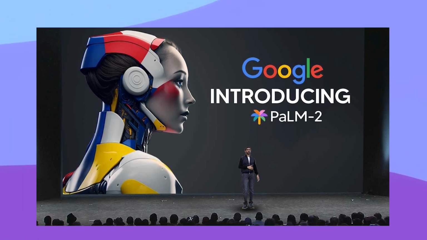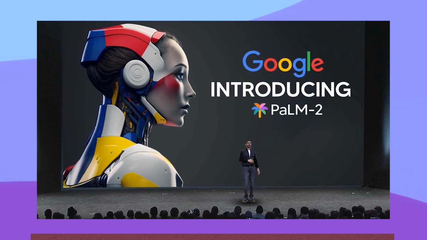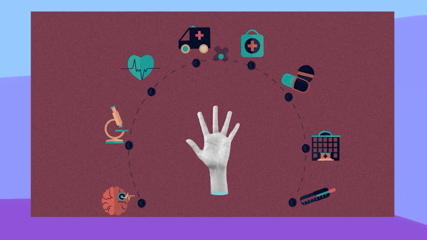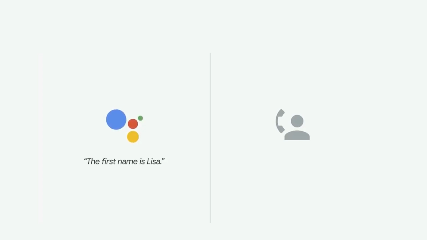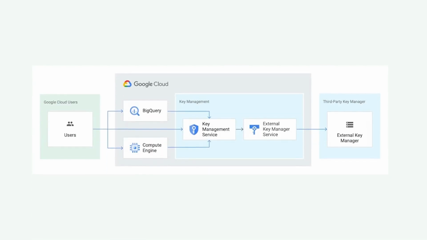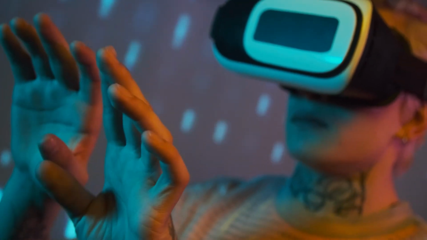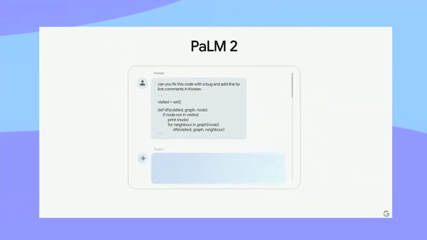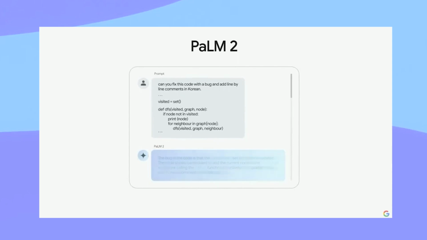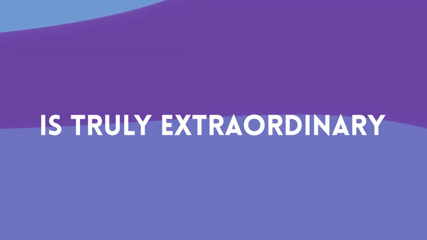Integrating Palm-2's capabilities into offline applications will undoubtedly transform various industries. Imagine using advanced language models for voice assistants, chatbots, customer support systems, virtual reality experiences, and much more while offline. The potential for enhanced user experiences, productivity, and problem solving is truly extraordinary.